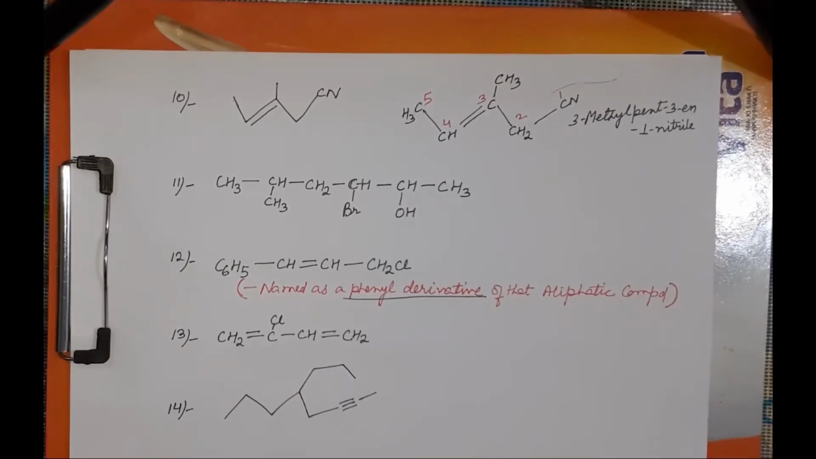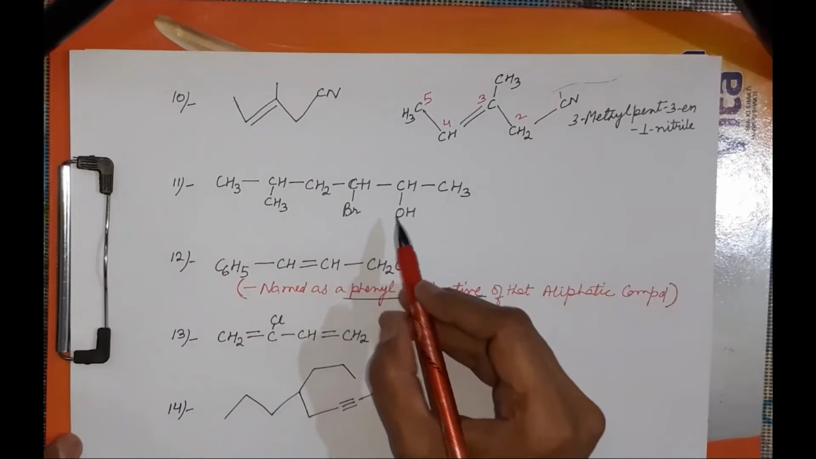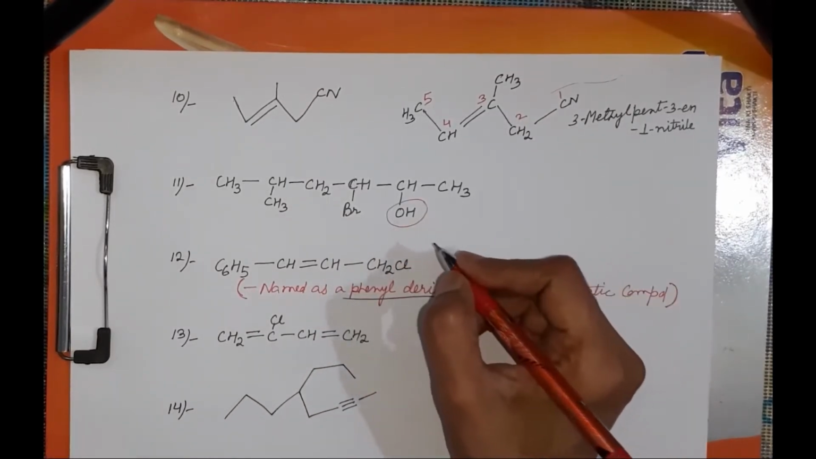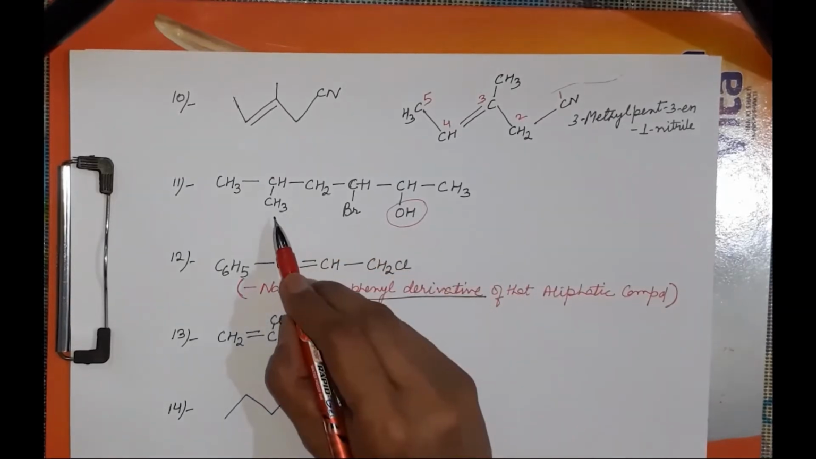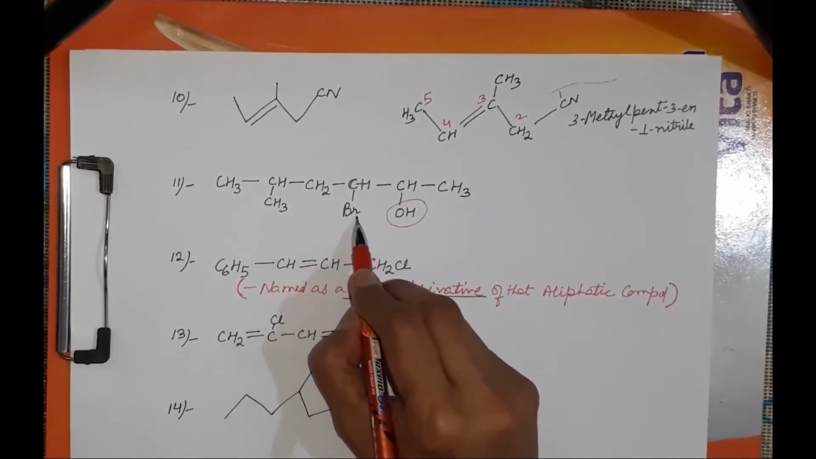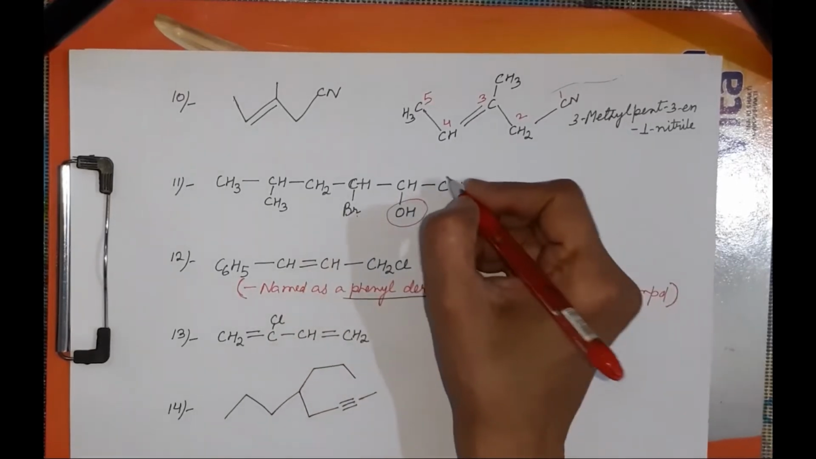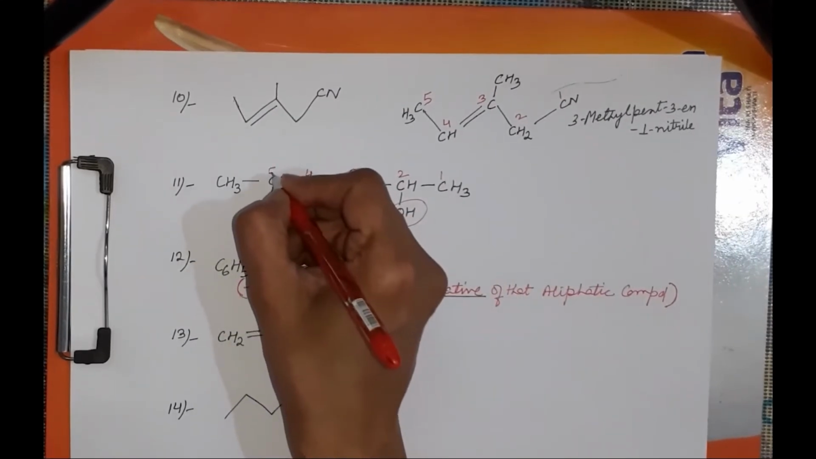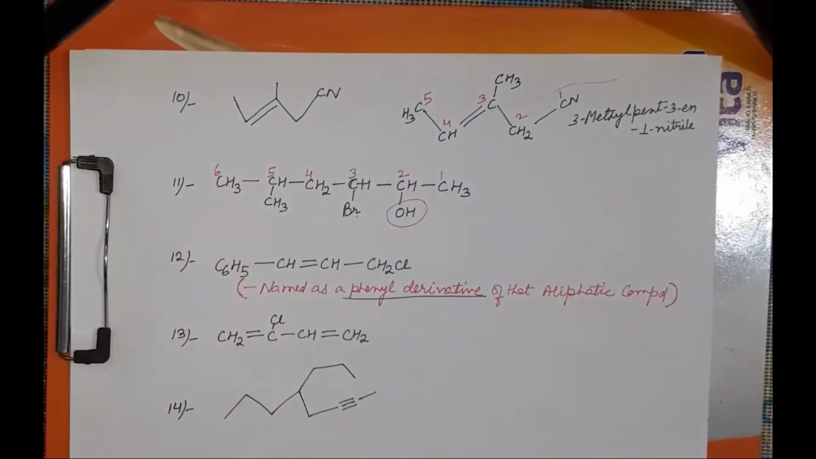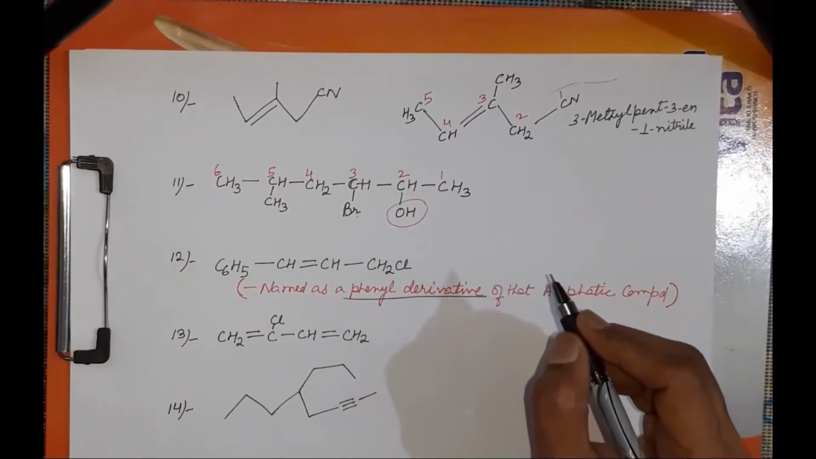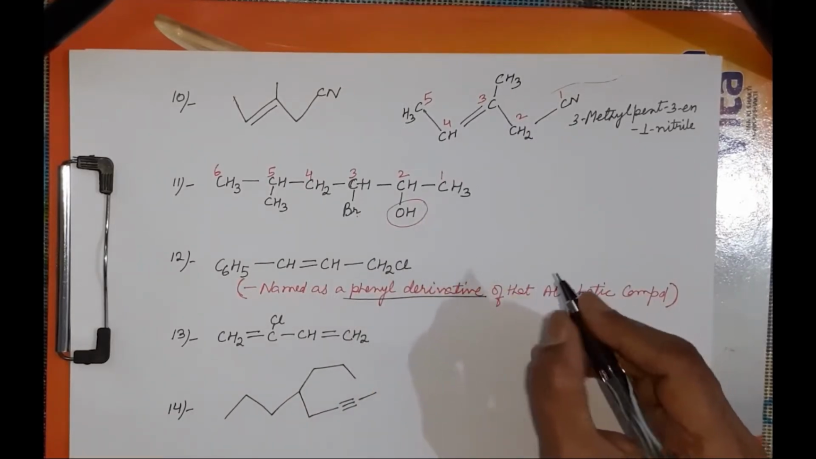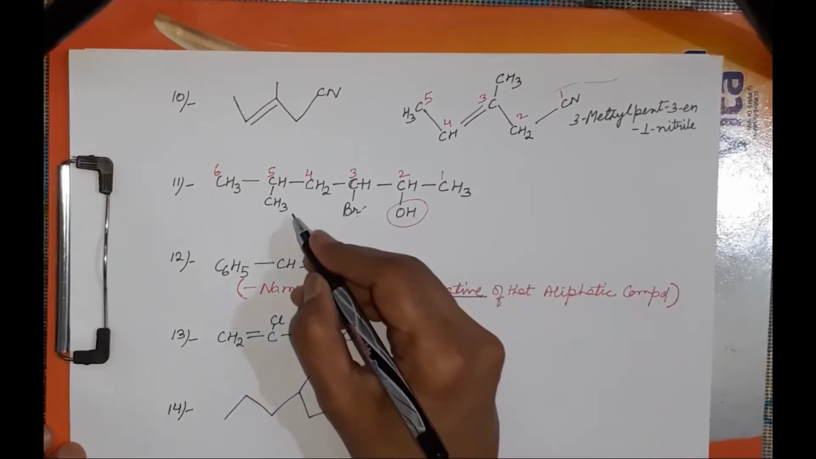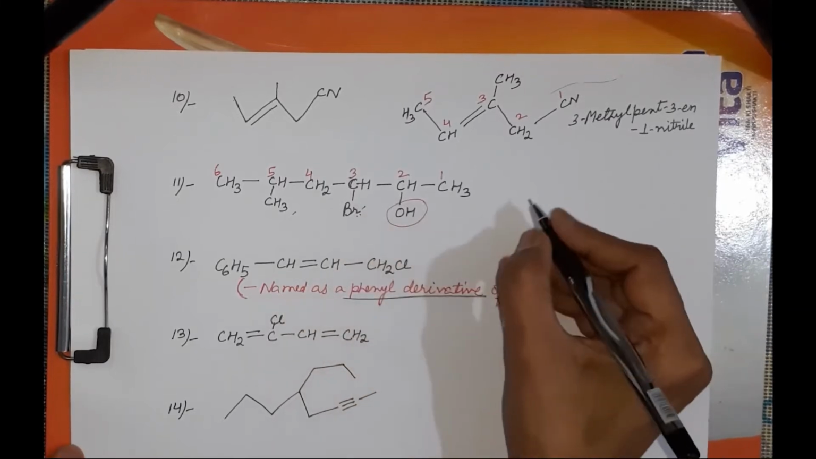So the next compound is, so here we can see this OH is the functional group, alcoholic functional group is there, and both these methyl group and bromo group are the substituents. So numbering we will do like this: 1, 2, 3, 4, 5, 6. So we will write the substituents as a prefix in the alphabetical order. So this is the bromo group, this is the methyl group. So this bromo will come first.